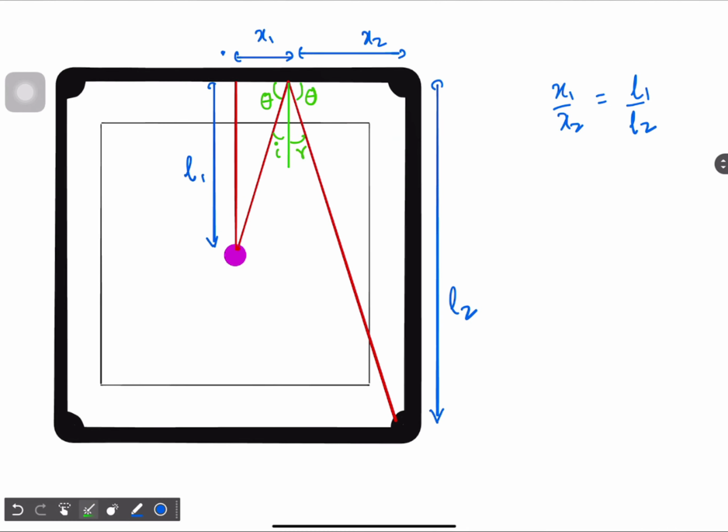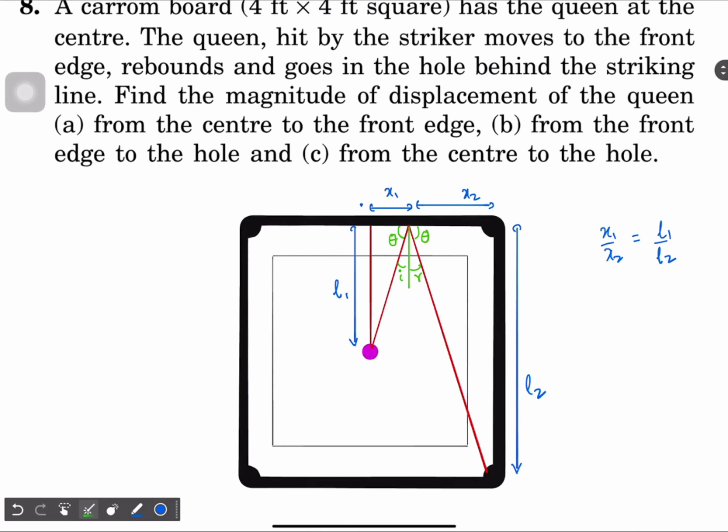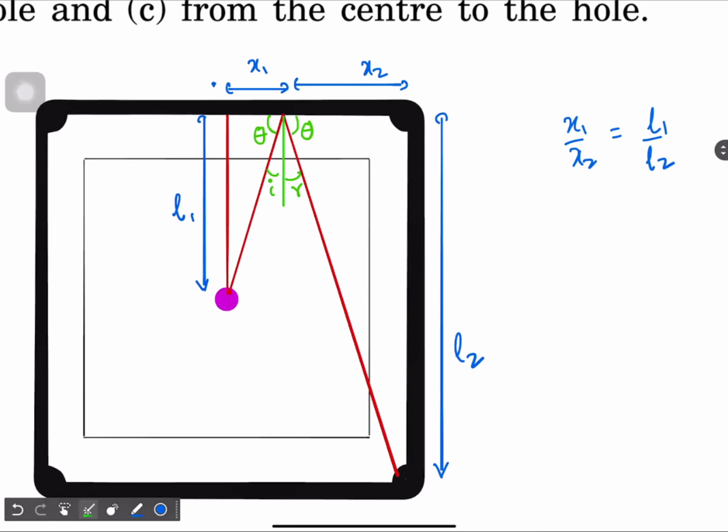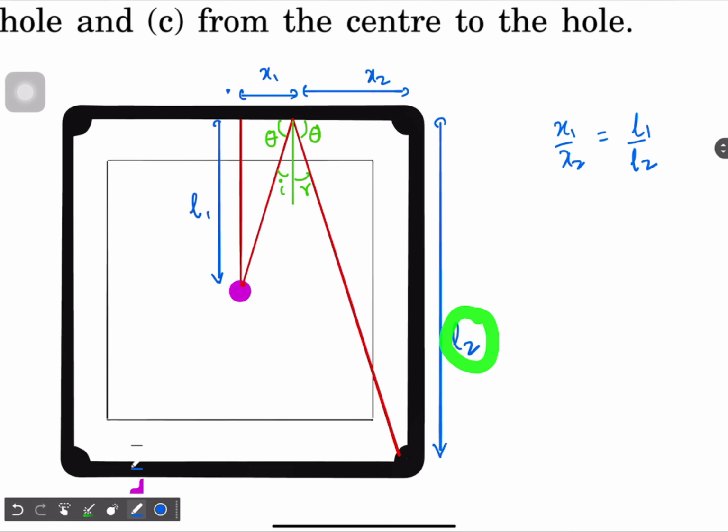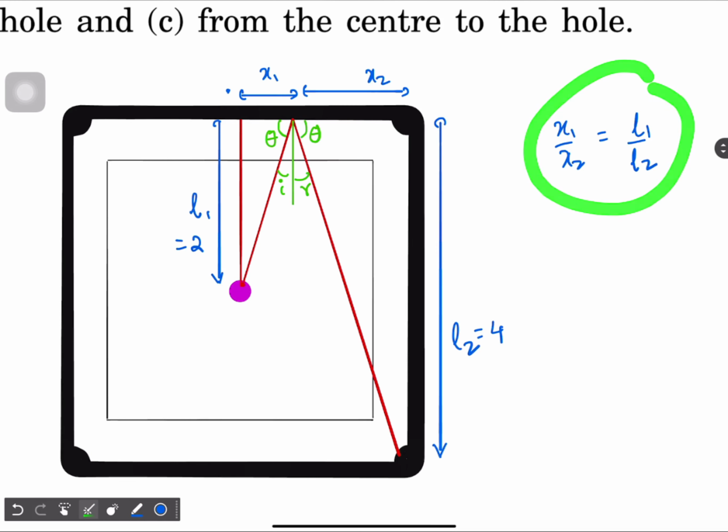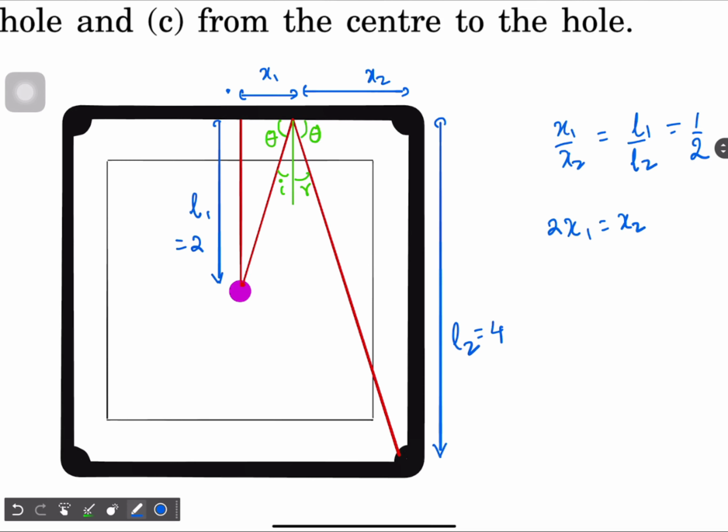Now in the question, the carom board is 4 feet by 4 feet. So basically L2 is equal to 4 feet. And since the queen is initially kept at the midpoint, this length should be half of L2. That means L1 should be equal to 2. So the ratio L1 by L2 should be equal to 1 by 2. That means 2x1 equals x2.